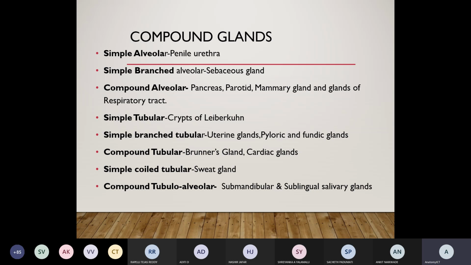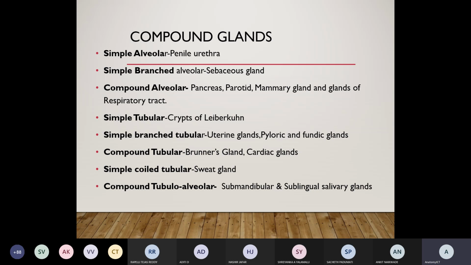Whereas compound tubular glands are the Brunner glands and cardiac glands, where the Brunner glands are present in the duodenum, and cardiac glands are present in the lower part of the esophagus or in the upper part of the stomach. So they are compound, it means they are multiple in the form of tubules. Whereas simple coiled tubular glands are exactly the sweat glands, just beneath the skin. Multiple coiling of that gland takes place, and it is in the form of a tube, present just beneath the epithelium of the skin.